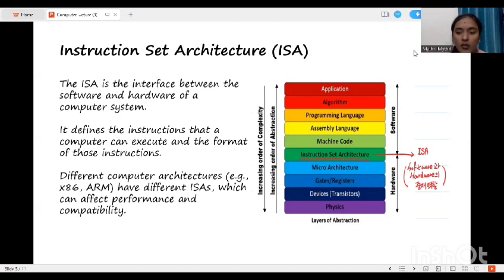It's a layer of abstraction diagram. First one, application, algorithm, programming language, assembly language, machine language. What we discuss now: instruction set architecture, microarchitecture, gate, register, device, transistor, and physics.